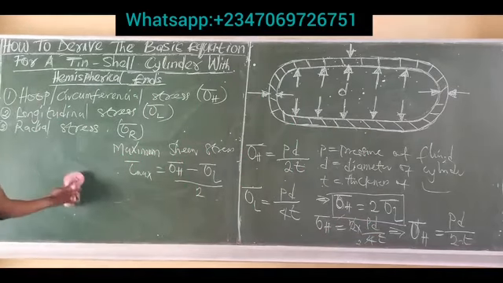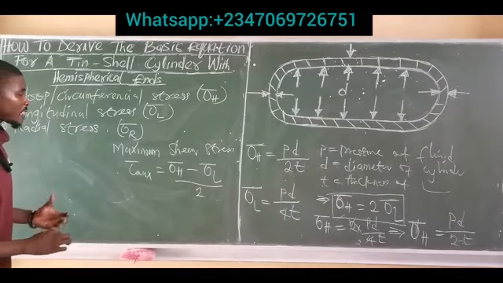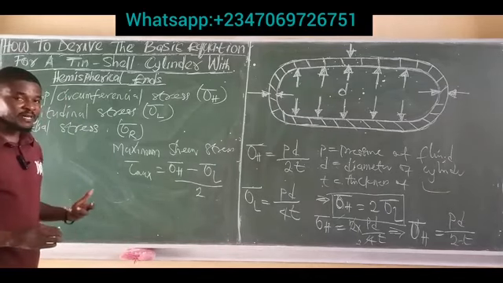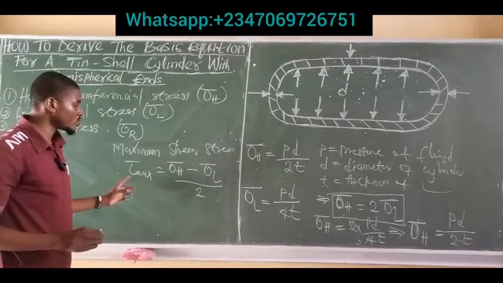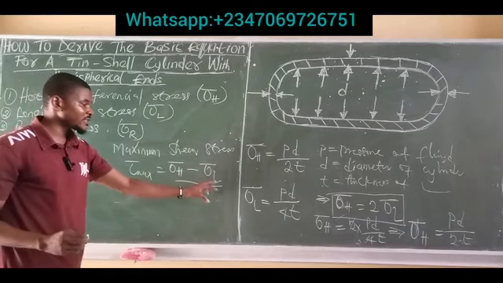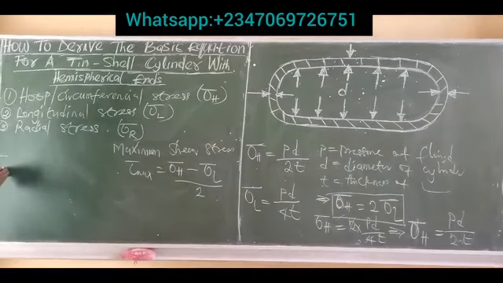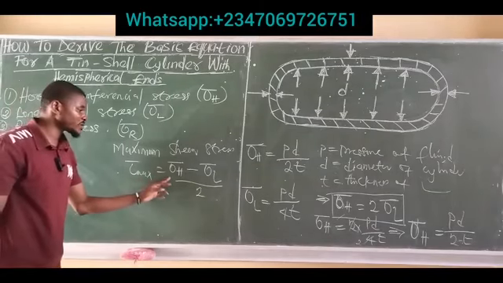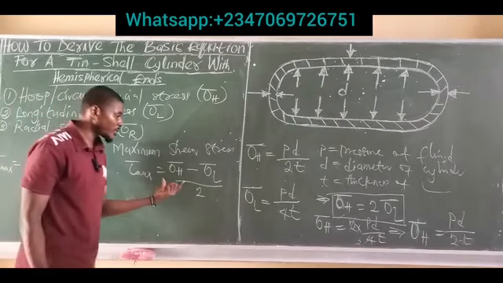We said that since the hoop stress and the longitudinal stress make an angle of 90 degrees to one another, they are therefore principal stresses, and hence we will need to find the maximum shear stress between the two. The maximum shear stress is always given as the hoop stress minus the longitudinal stress divided by 2. So tau max is equal to, we know the formula for the hoop stress. Hoop stress is simply what?